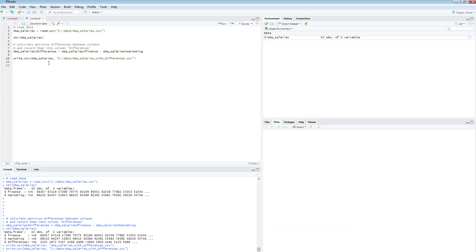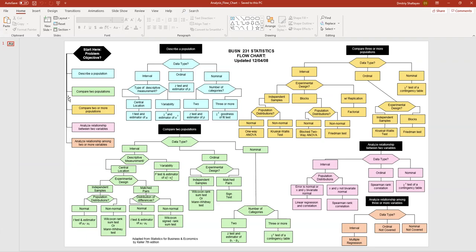Okay, you know what? Let me actually be meticulous about that. Let's take a look at our flow chart. We have discussed in the previous lecture that this is our course, essentially, and I know how to use this flow chart. This flow chart at the end will tell me which test is the right test to use for my specific situation.